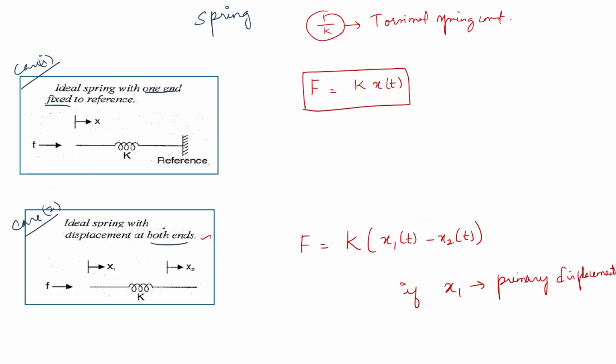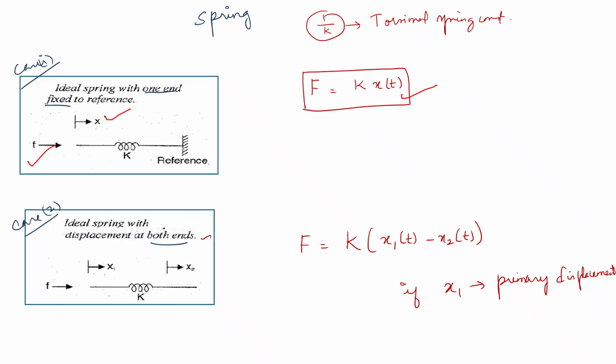In the same way, we can also write force equations considering the spring constant. We have again two cases. The case 1 considers a spring to be fixed to one end and a force is applied. So the displacement x of t is happening. The force equation can be written as F is equal to k into x of t.